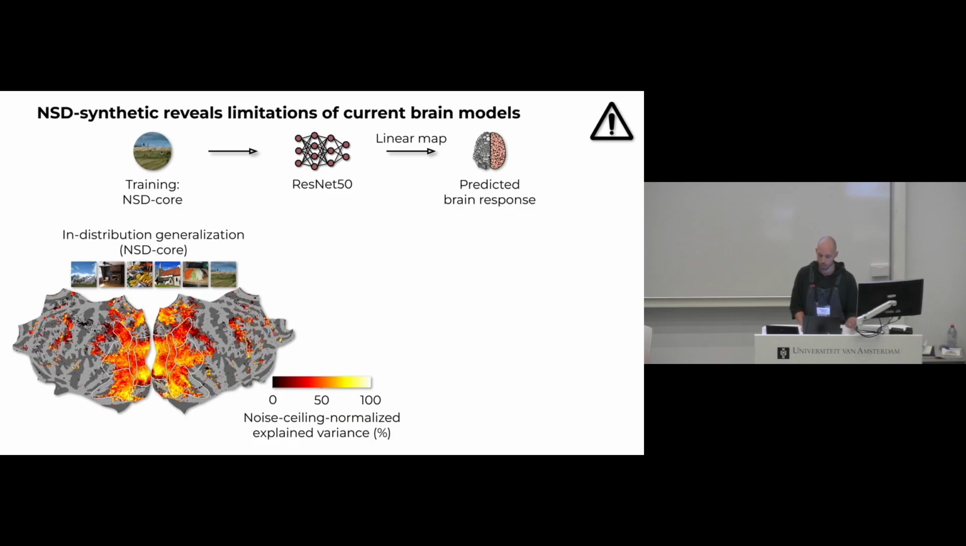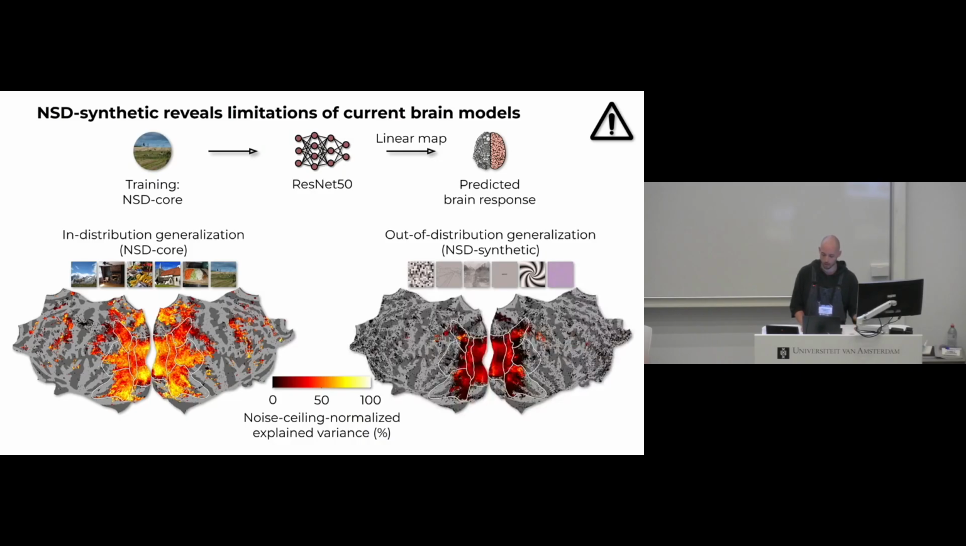And we then tested the same models outside of distribution on NSD synthetic and found that they result in lower prediction accuracies compared to in-distribution generalization. And the fact that out-of-distribution generalization is lower is actually crucial, as it indicates limitations of current computational models of visual processing in the brain, and that therefore further model development is needed to capture the stimulus-to-brain response relationship. But beyond indicating that further model development is needed, NSD synthetic can also indicate the direction of this development. And we'll now give you an example of this.